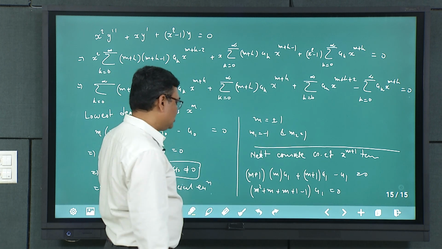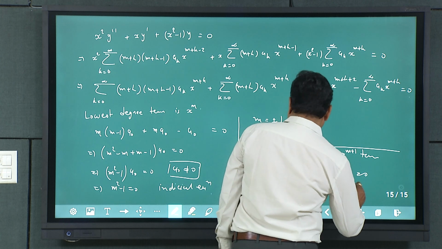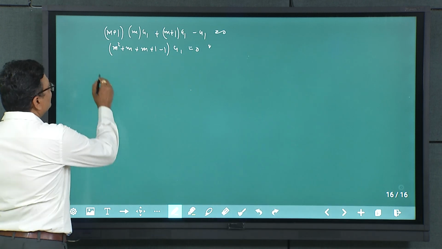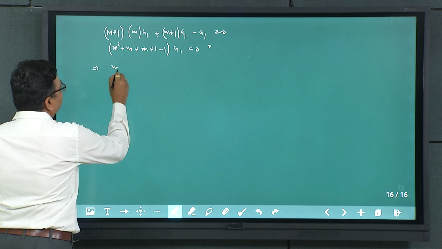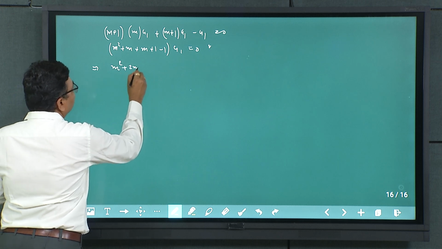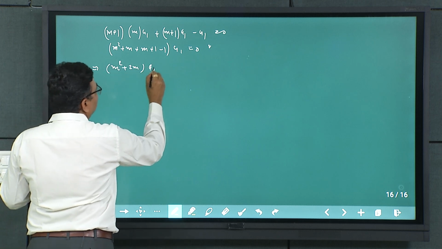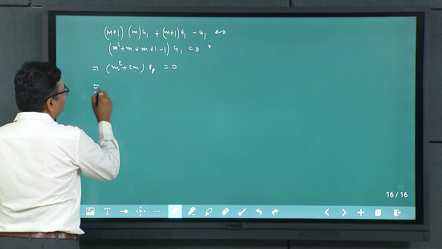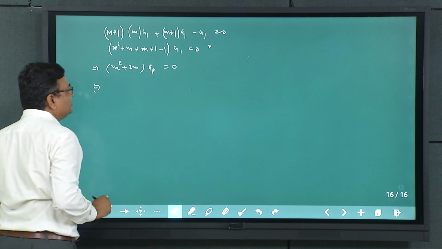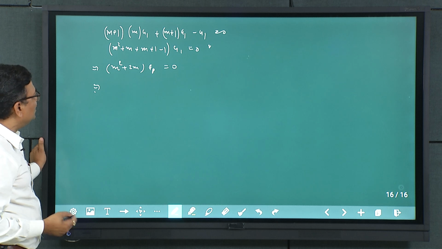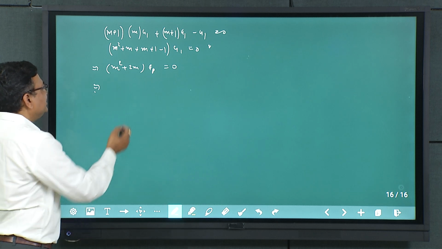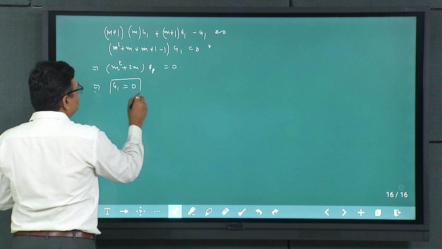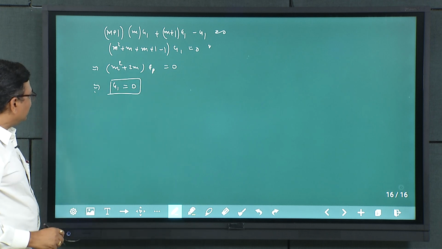Okay, so m square, so this implies m square plus 2m into a1 is equal to 0. So from this one, see, m square plus 2m is not 0 for m is equal to plus or minus 1. Okay, so a1 is equal to 0. So a1 is equal to 0. That is our second conclusion.